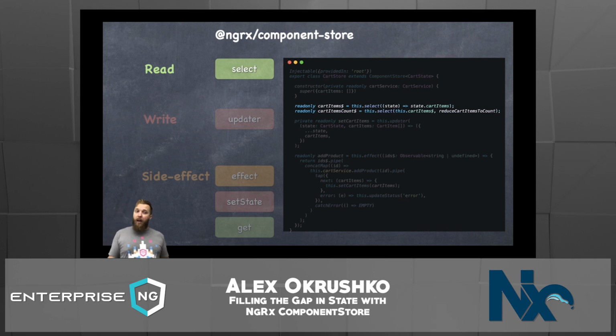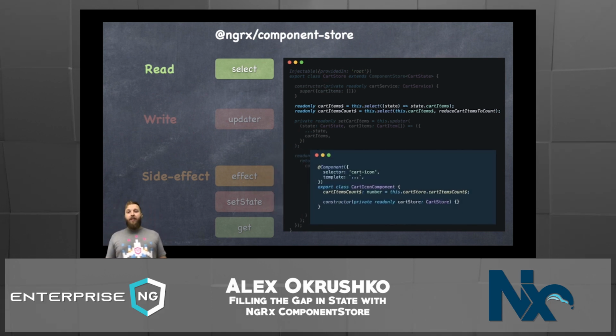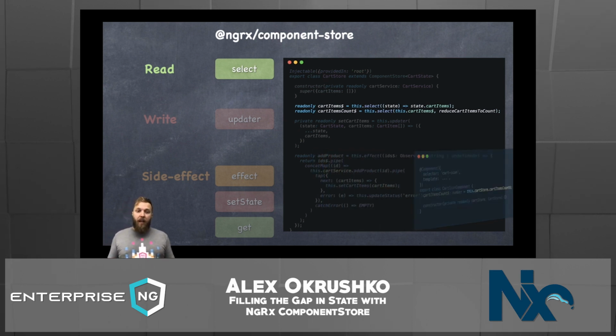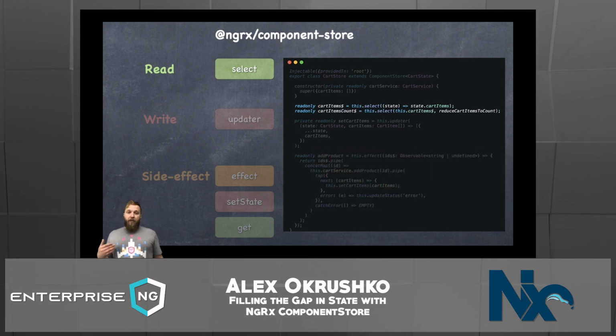How would we write? How would we update our state? Well, oh yeah, by the way, this is our read. So now in our cart icon component, we can just listen for this cart item count. We'll just inject the store just like any other service and read that property. Great, like this. Awesome, so how would we write now?